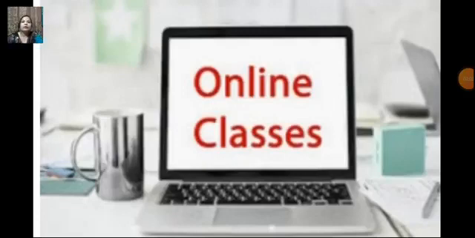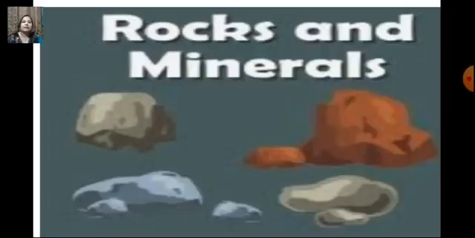Children, we were discussing lesson number 2, rocks and minerals. In the previous session, we discussed igneous rocks and sedimentary rocks. Igneous rocks, also known as fiery rocks, are formed from the magma or lava either inside the earth or above the surface of the earth.